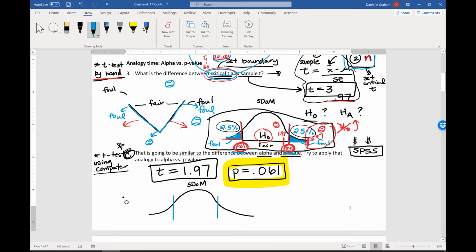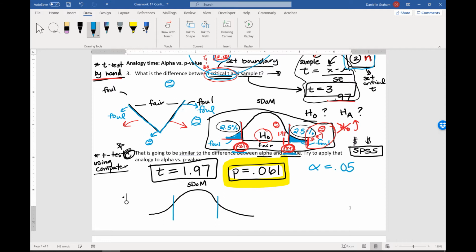But the computer knows what your sample size is because we put in the data, and it could say, oh, I see you have 20 pieces of data. That means your sample size is 20. What the computer needs to know is, what alpha level are we using? Because that, again, is going to set these boundaries. So we tell the computer, I'm using an alpha of 0.05.